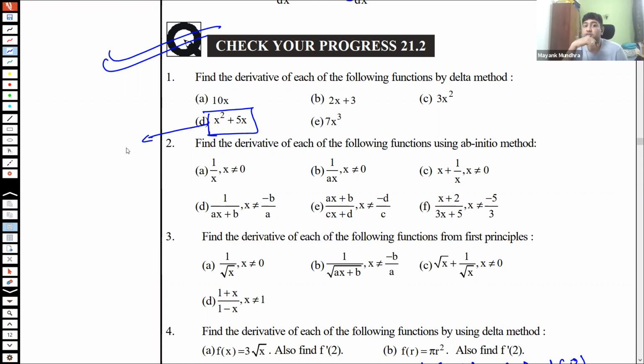Yes, Pama, can you answer this one? What is going to be the derivative of x square plus 5x?